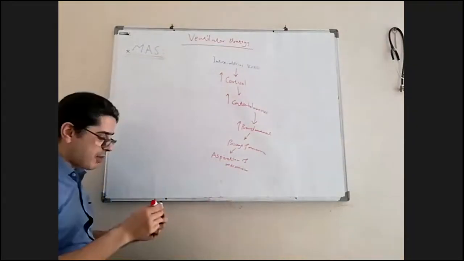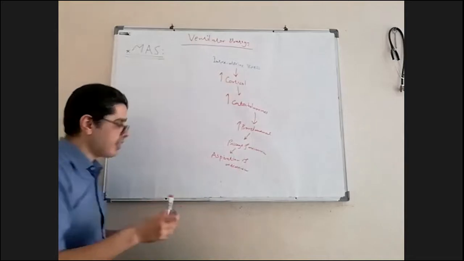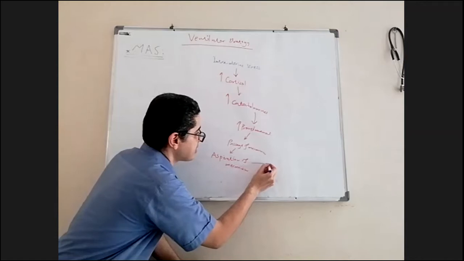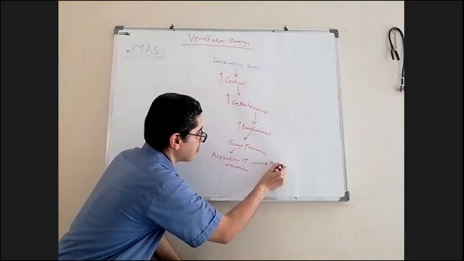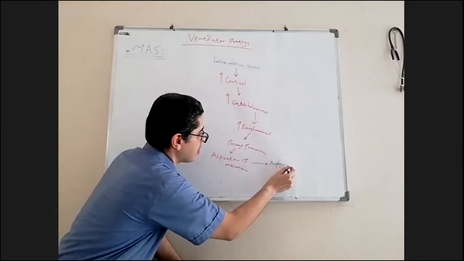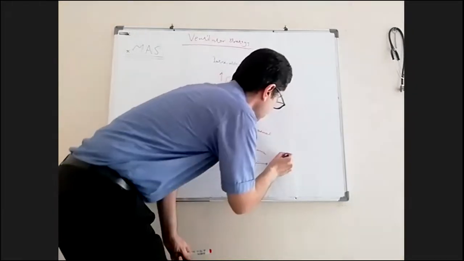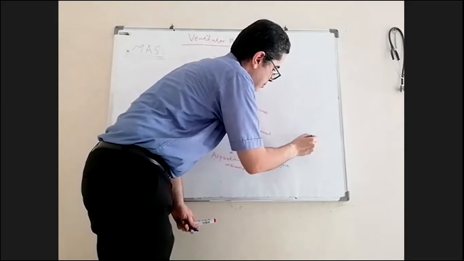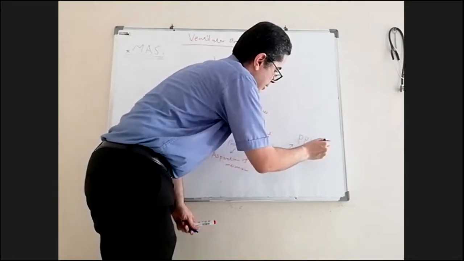When you have aspiration of meconium, you will have asphyxia. When you have asphyxia, you will end with PPHN.